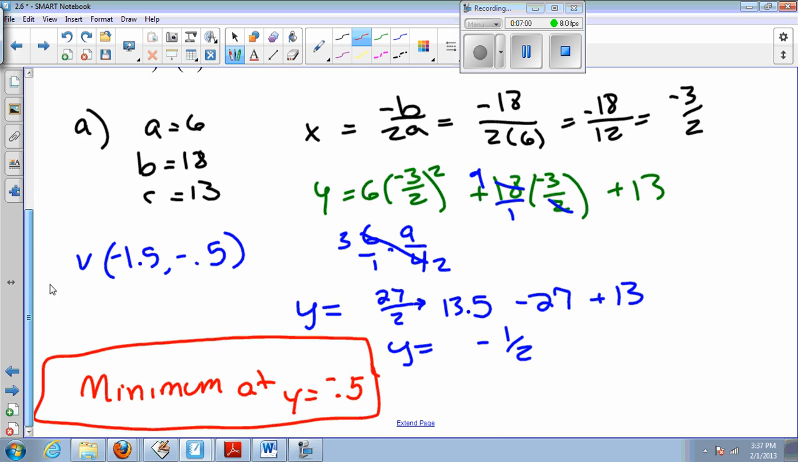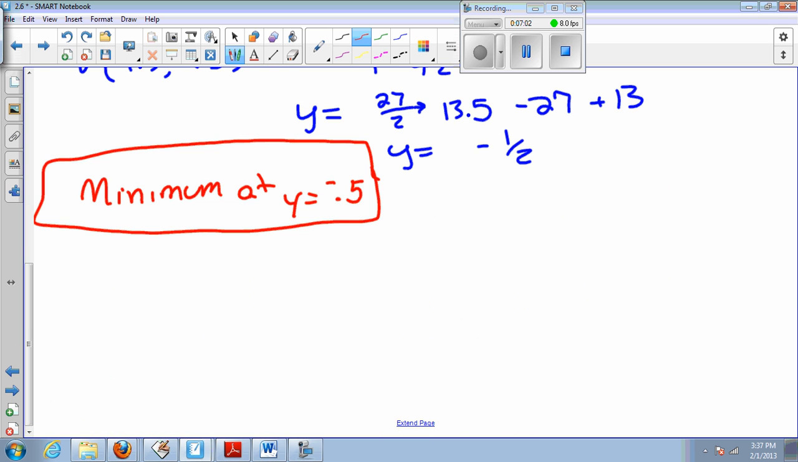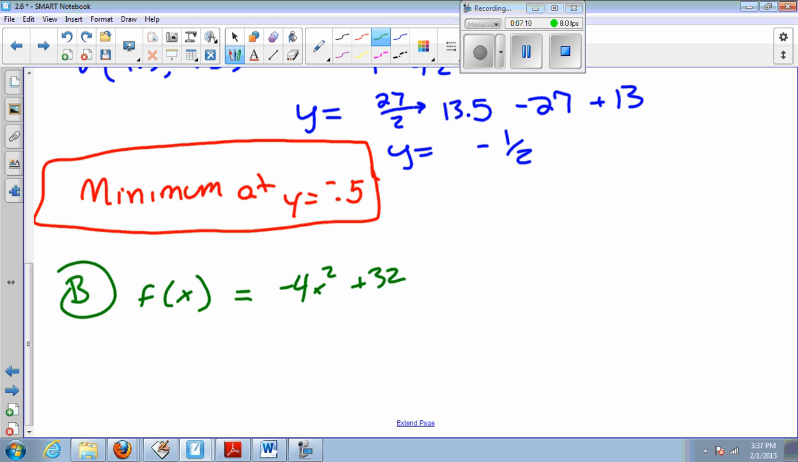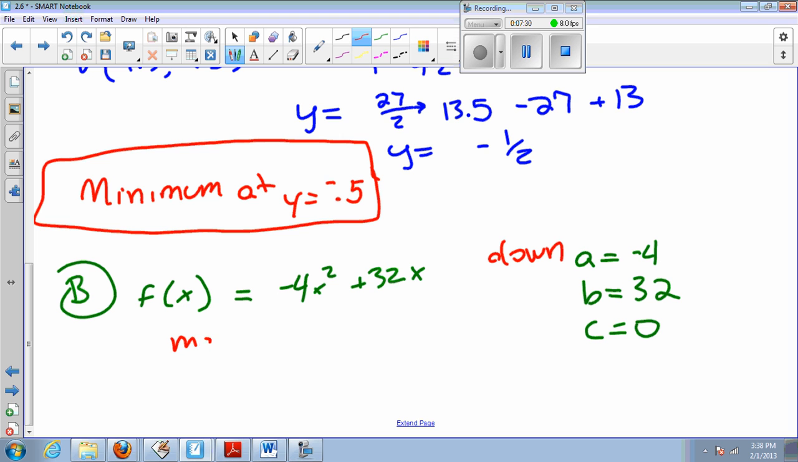Now we're on to part B. F of x equals negative 4x squared plus 32x. Our A is negative 4. B is 32. C is 0. There isn't one, so it's 0. We see A is negative, so it's going to open down, which means it's going to be a maximum.